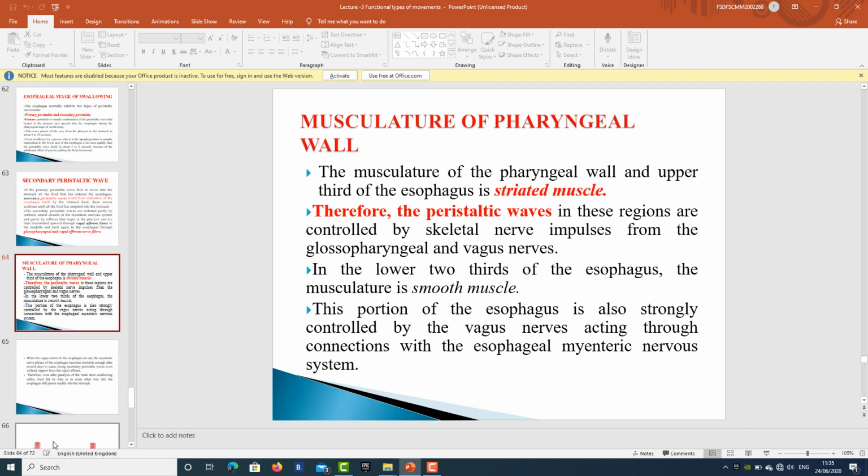Musculature of pharyngeal wall. The musculature of pharyngeal wall and upper third of esophagus is striated muscle. Therefore, the peristaltic waves in these regions are controlled by skeletal nerve impulses from the glossopharyngeal and vagus nerves. In the lower two-thirds of the esophagus, the musculature is smooth muscle. This portion of the esophagus is also strongly controlled by the vagus nerves acting through connections with the esophageal myenteric nervous system.